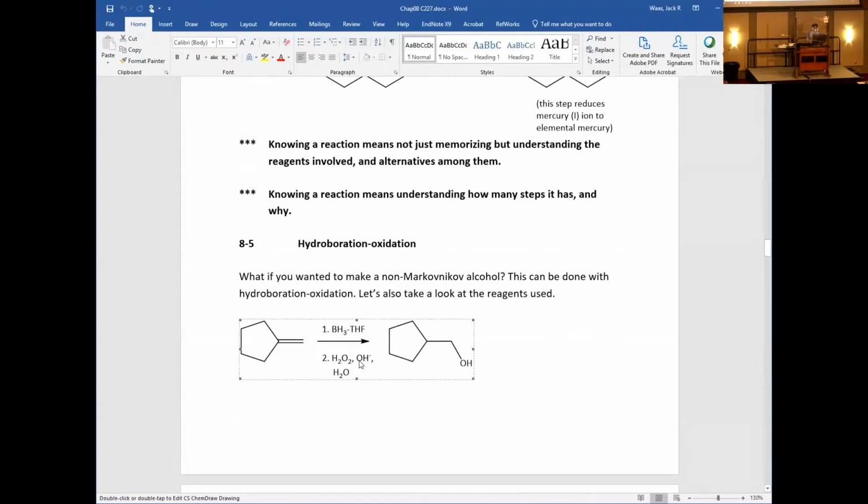I've done a fair number of hydroborations in my life, and I've sometimes used a weaker base, such as sodium acetate, and that also works fine. So you do need something at least modestly alkaline in order to get this job done. But it is a two-step process.